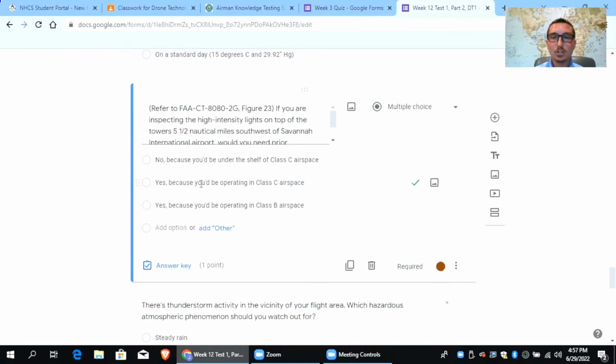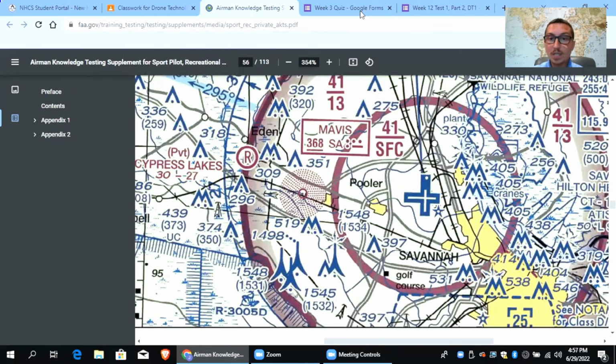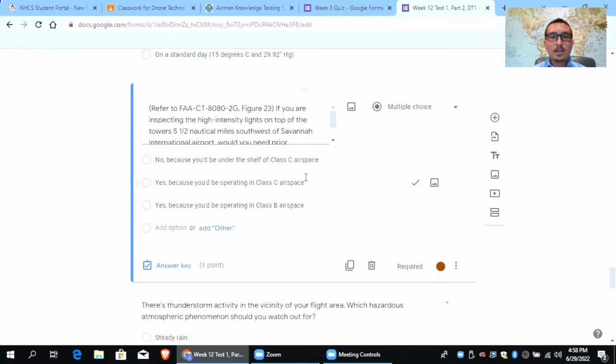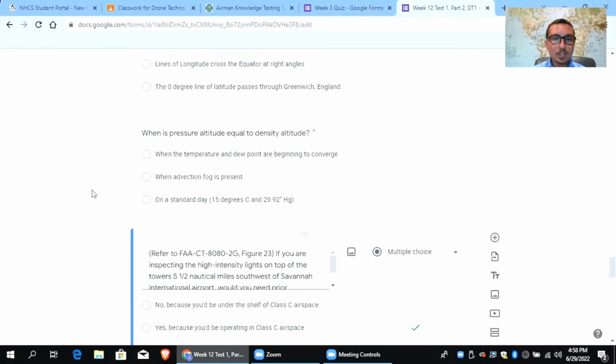Yes, you need ATC authorization. If you were at 1,150 feet, though, you would not need ATC authorization. You're below that Charlie and you're below that universal Echo. So if you were at 1,150 feet AGL, you're good as gold, and you do not need ATC authorization. Let's keep going here, shall we?